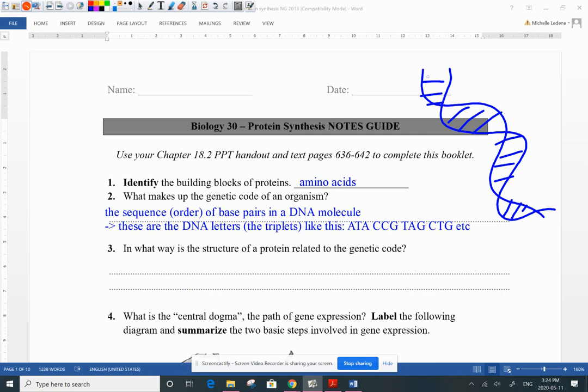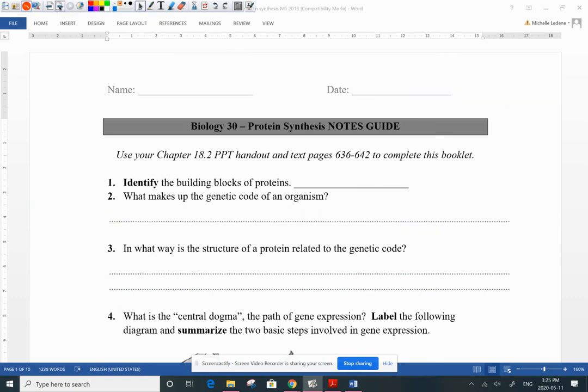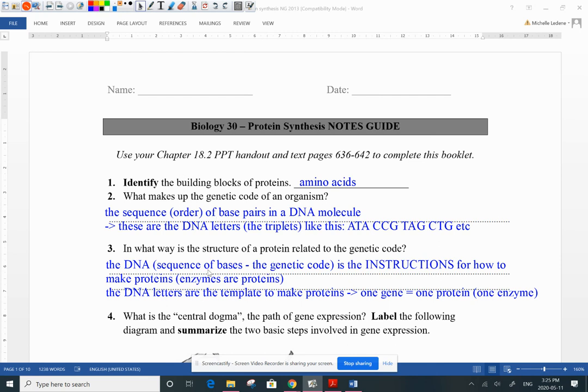And so we only take a small section of this. So maybe just this section makes up a particular gene, and that particular gene is going to code for a protein. So one gene, one protein, and then that protein is going to do something in your body. So maybe it's an enzyme, or maybe it's hemoglobin, or maybe it is going to be an allele that is expressed as the color blue for your eyes. Okay, and so these are how DNA genes are related to, well, they are the genetic code and they are the instructions for making a protein. So the structure of a protein, the DNA, the bases, the genetic code is this set of instructions for how to make proteins. Enzymes are proteins. And so these DNA letters is the template, the original instructions, the original information to make a protein. One gene, one snippet of DNA is going to make one protein, one enzyme.